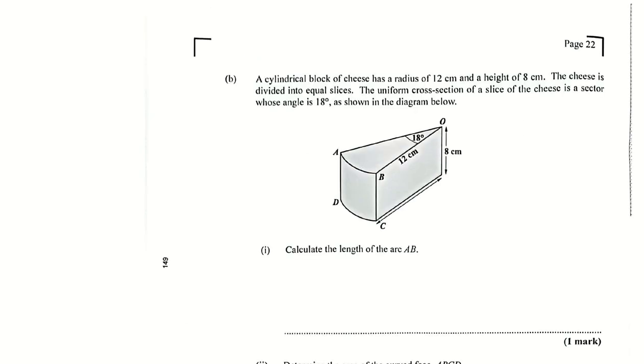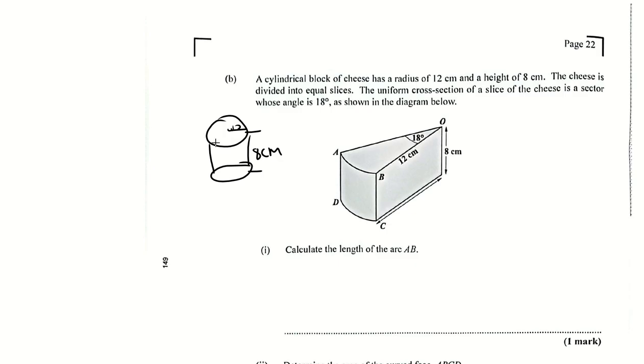Right, let's go on to the next one and zoom it up. A cylindrical block of cheese, meaning it looks like this. That's a cylinder, right? It has a radius of 12 and a height of 8. The cheese is divided into slices. The uniform section of a slice of cheese is a sector. So they take out this.